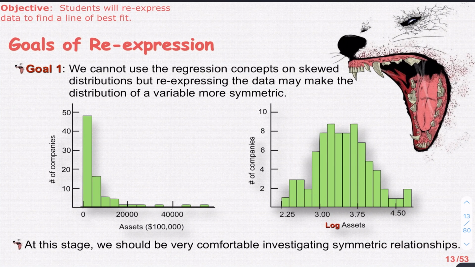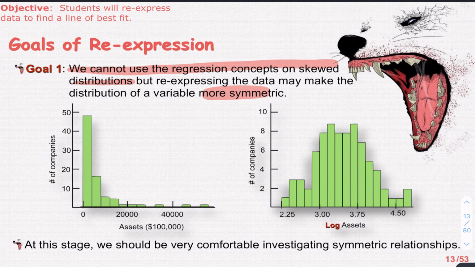So our goals for re-expression, we'll go through the goals, and then the second part will be a couple example problems. Goal number 1. We cannot use the regression concepts on skewed distributions. From everything that we've done, we can't fit linear least squares regression lines to skewed data. But re-expressing the data may make the distribution of a variable more symmetric.